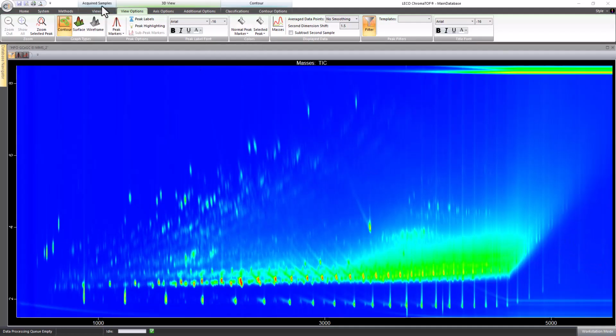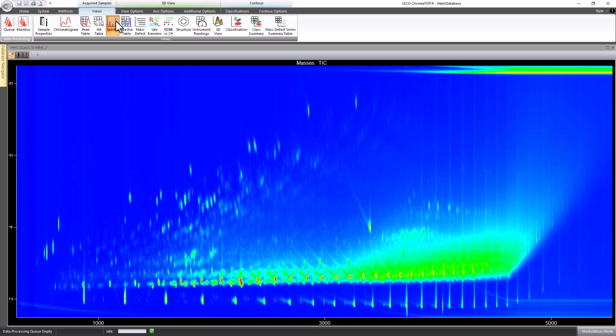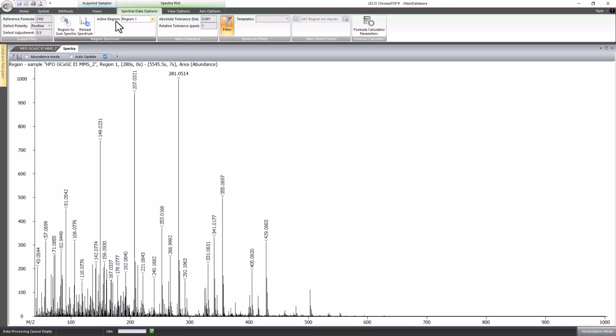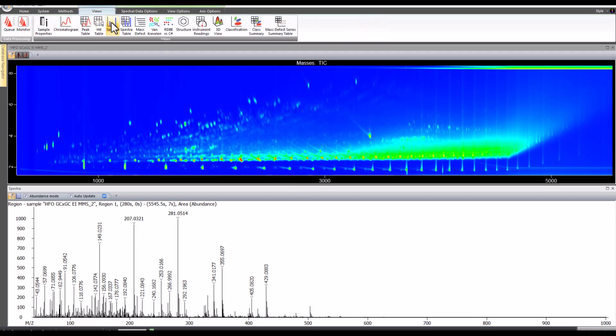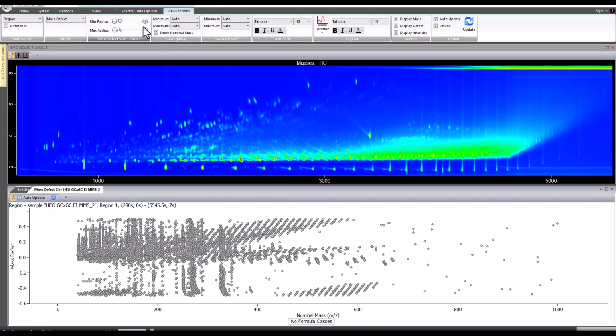All of the mass signals throughout the separation for this heavy crude oil sample are combined into one summed region spectrum, which we can see here in the spectral plot. When we bring up the mass defect view, we can now see each mass signal plotted with its corresponding nominal mass on the x-axis and the mass defect on the y-axis.